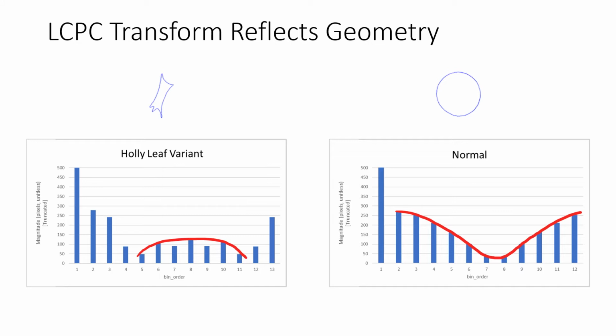The cell image on the left, the holly leaf variant, has multiple concavities. The FFT plot for this cell forms a bell curve in the middle bins, as shown by the red line on the graph. In contrast, the normal cell is round and convex. Its shape can be considered the inverse of that of the holly leaf variant. The FFT plot for the normal cell reflects this relationship, as there is a trough in the middle bins for the normal cell, which is outlined in red on the graph.